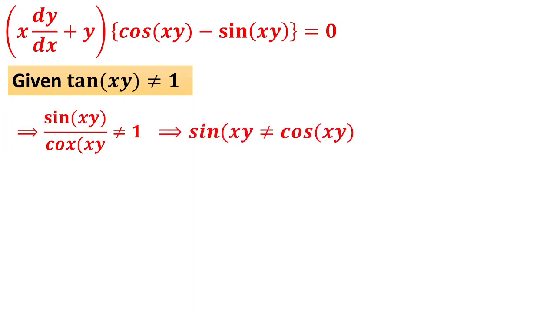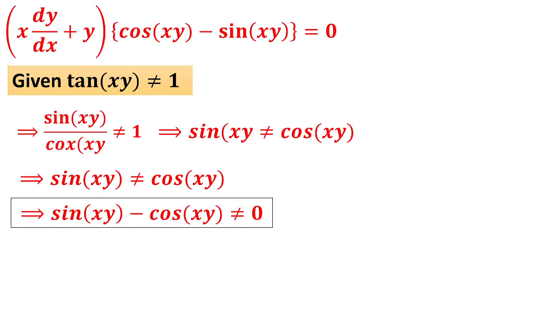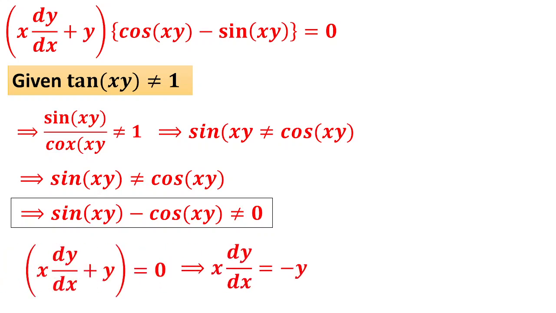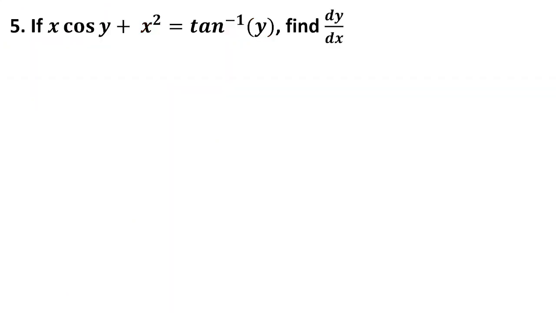For sin xy not equal to cos xy. Therefore, sin xy minus cos xy is not equal to 0. Therefore, when it is not 0, which should be 0 now? x dy by dx plus y should be 0. Therefore, x dy by dx is minus y. Therefore, dy by dx is equal to minus y upon x. Fine. Let us go to the next question.